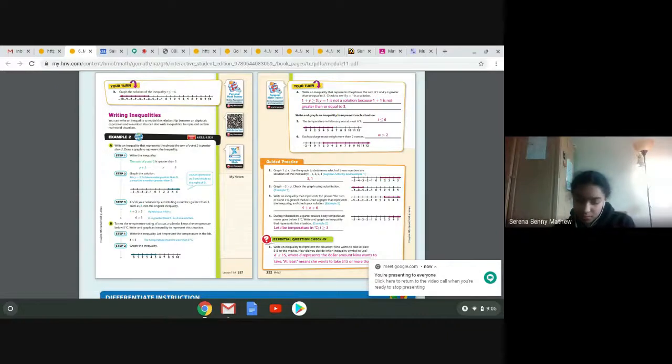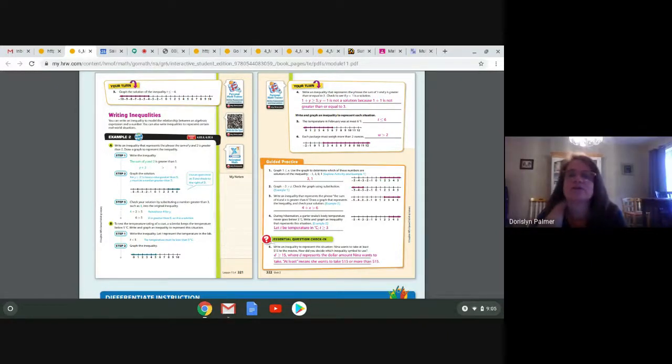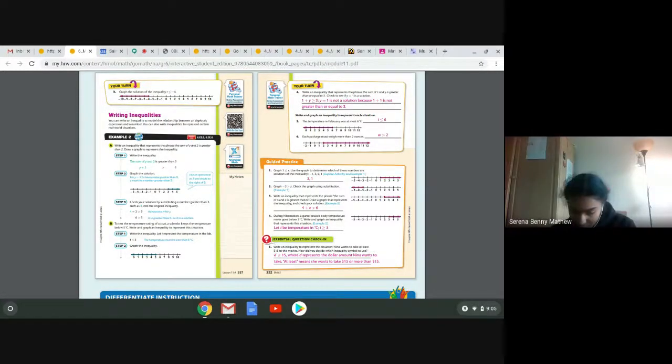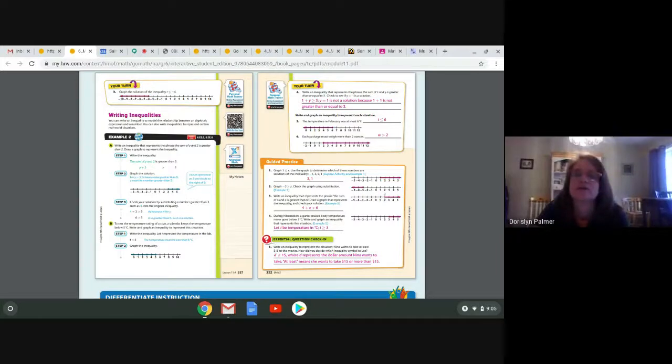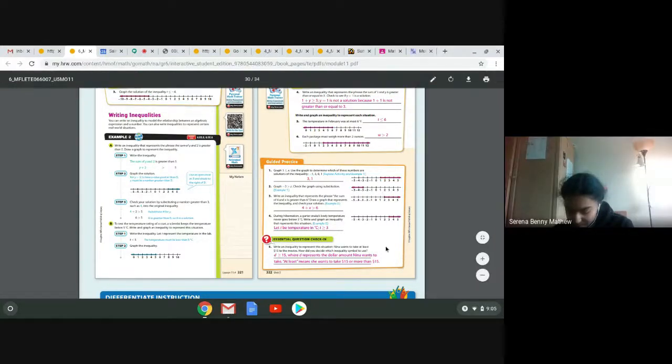So the graph for that one's a little bit different. The graph is going to be anything greater than 2. If I put a 2 in for x, that's just going to equal 6. So that's going to be an open circle on 2, but anything greater than 2 will work. So my graph is an open circle at 2 right here, and then the graph goes to the right. Okay.